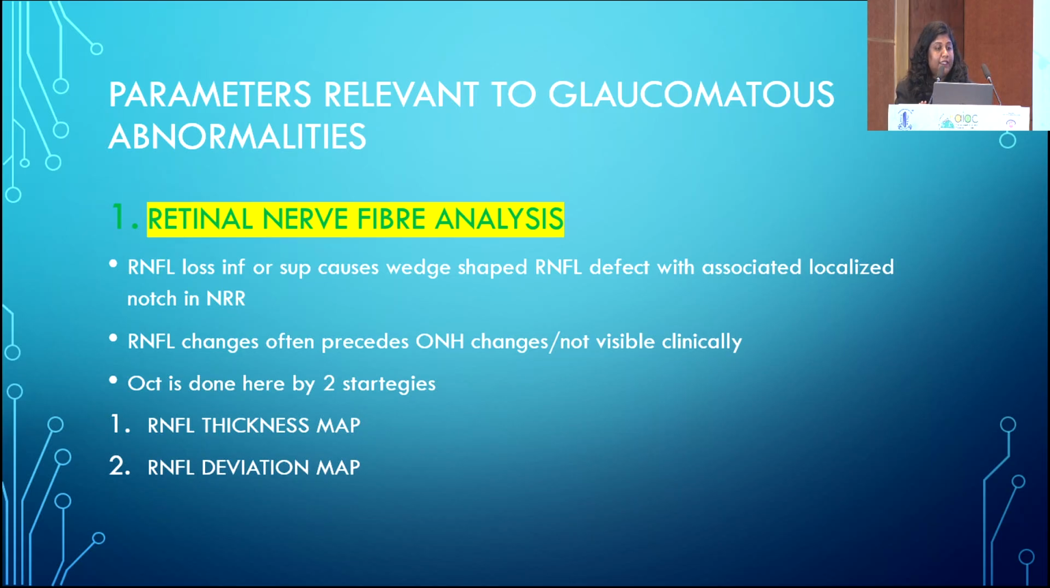The most important thing that we have to look at in an OCT printout is the parameters relevant to the glaucomatous abnormalities. They can be classified into three. The first one is the retinal nerve fiber layer analysis, that is the RNFL analysis.